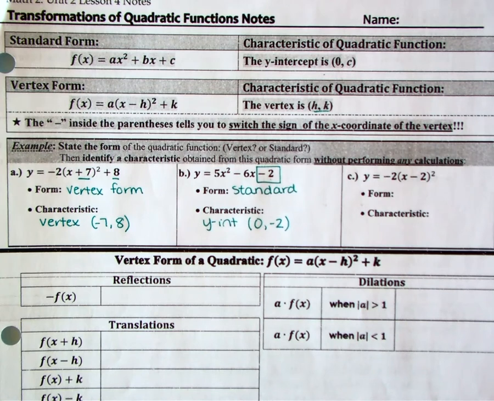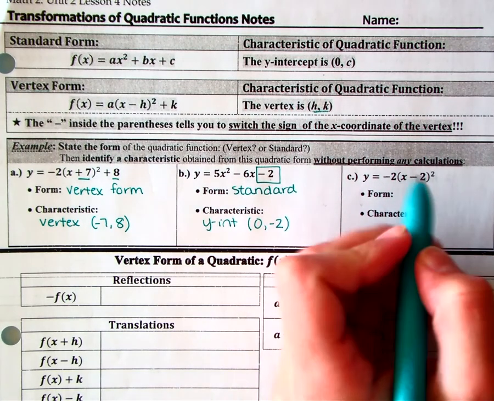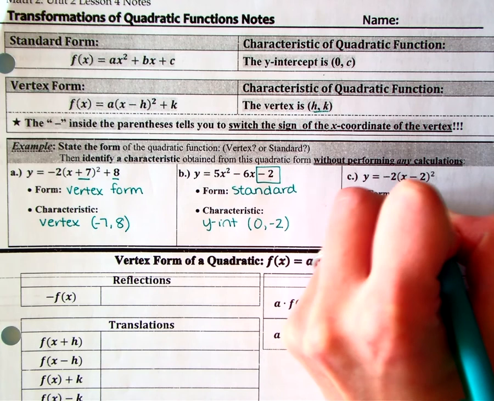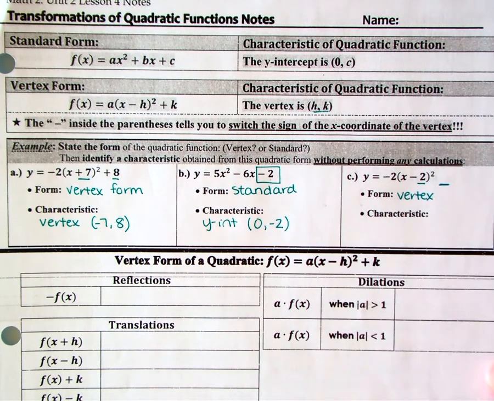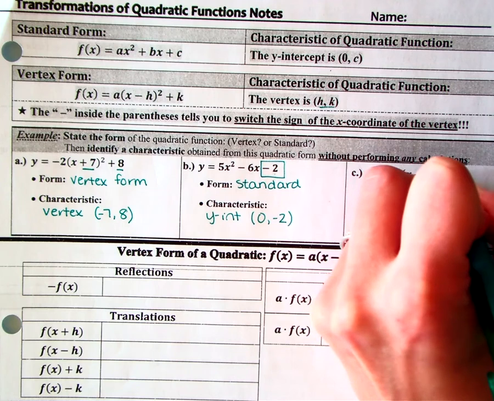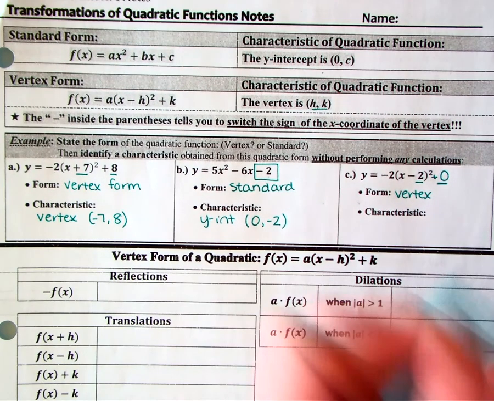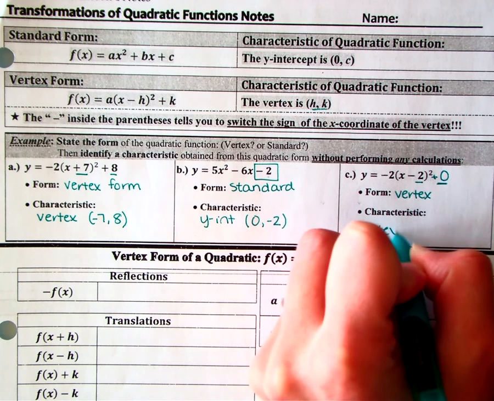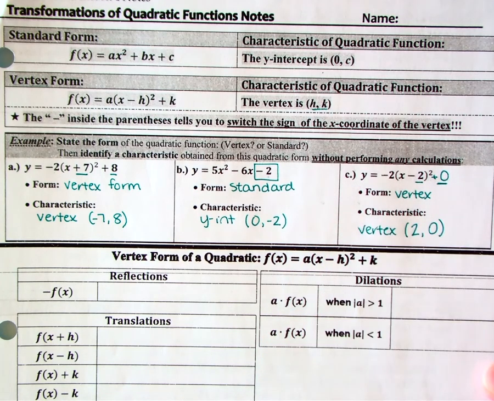Third thing, we've got y equals negative 2(x minus 2) squared. We've got those parentheses, so we can say it is vertex form. Vertex form needs the h and a k. There is no k present, but if we do a little bit of mathemagic, we can add a 0 there, and we actually find that our vertex, opposite h, so positive 2, is (2, 0). So that means it's on the x-axis.